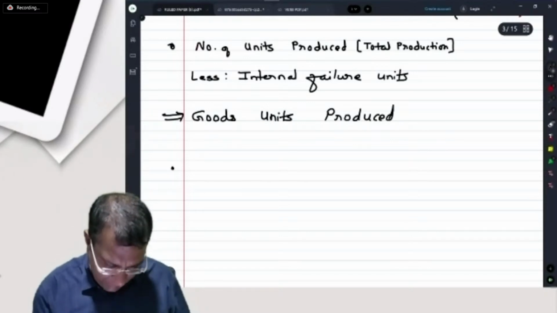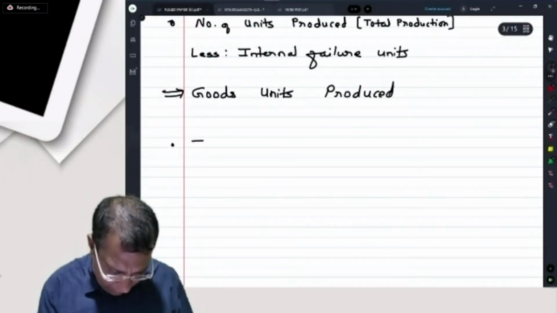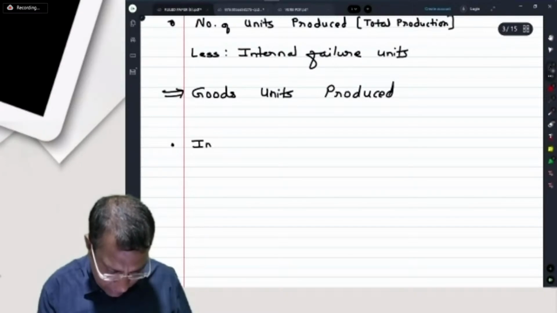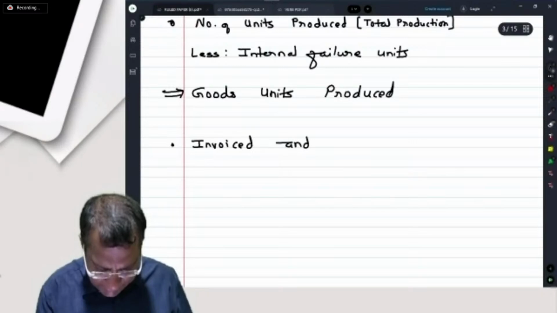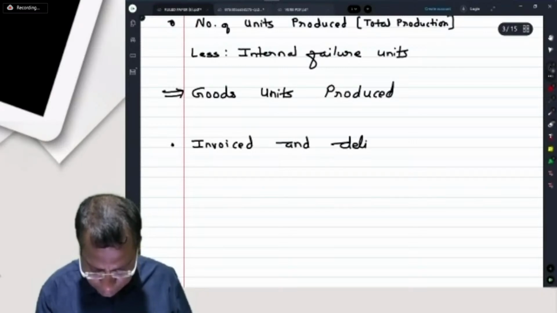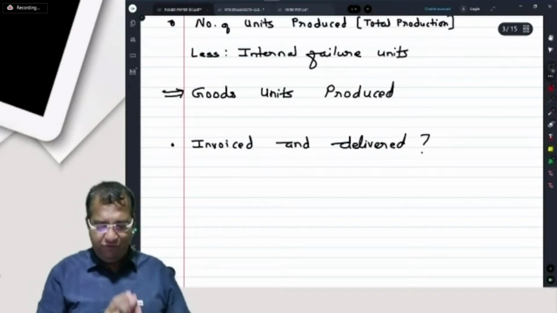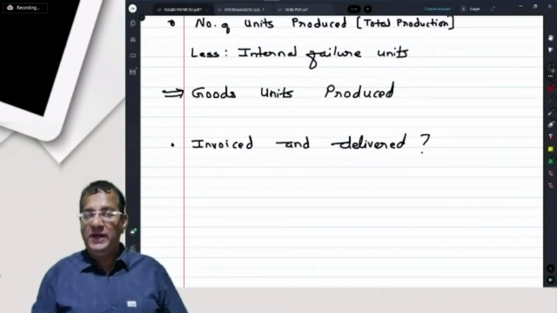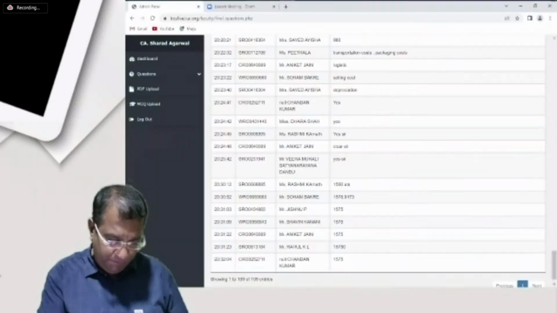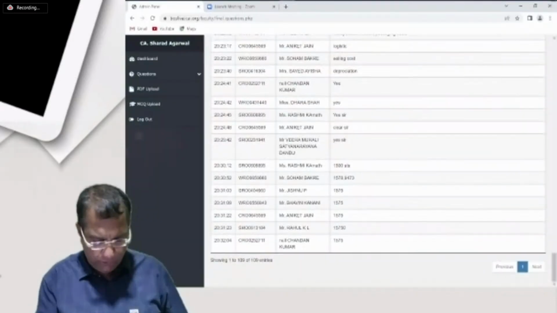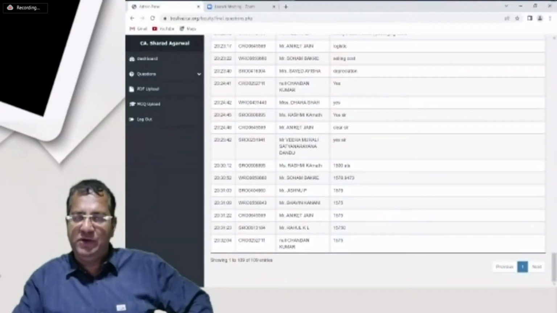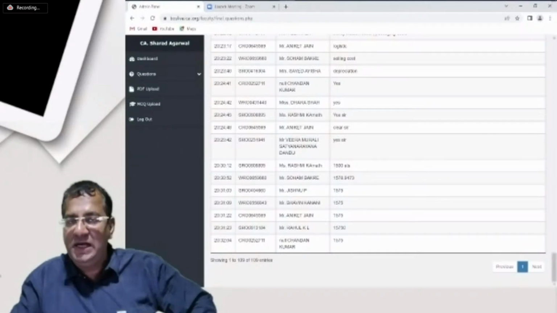Okay, now tell me whether there is a difference between the words invoiced and delivered. Whether there is a difference between these two terms, invoiced and delivered. Simply say yes or no. Yes or no is required: whether there is a difference between invoiced and delivered.